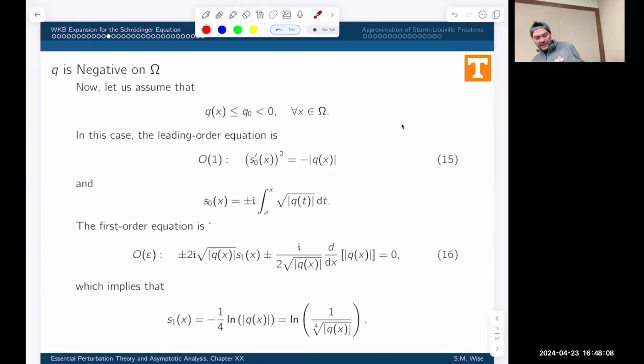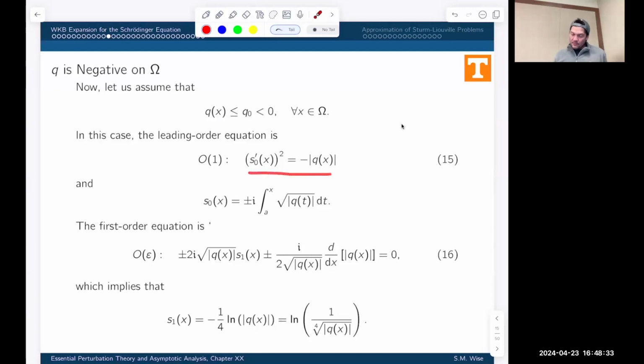Let's do Q negative next. So for Q negative, our equations are the leading order and the first order correction equations, which look like this and like that. We're assuming that Q is strictly less than a negative number, Q naught.